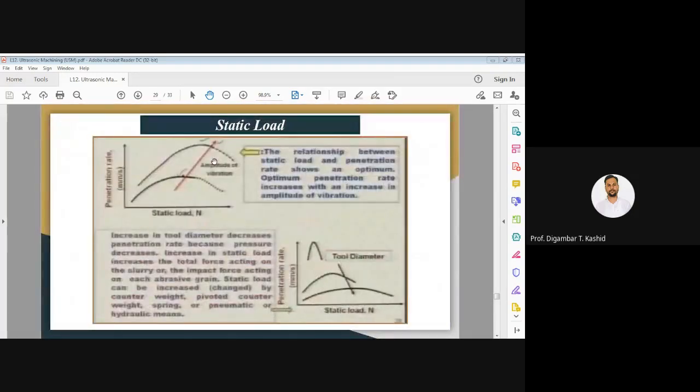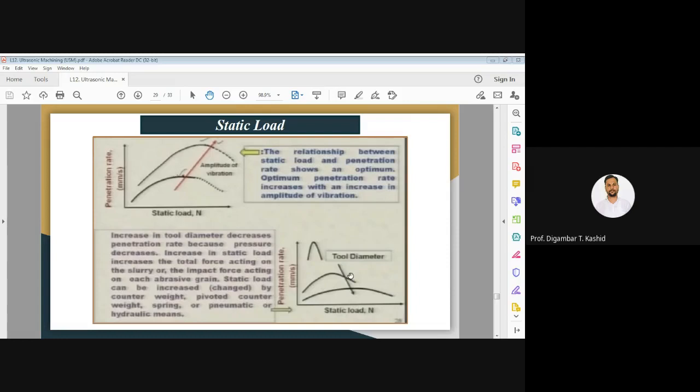Now again, if you vary the static load as well as the tool diameter, you can see this last diagram at the bottom. If you vary the static load as well as the tool diameter, then this kind of relationship you will get. As static load is increasing, penetration rate is also increasing, but beyond a certain or optimum value, as you have seen in the earlier figure also, it starts decreasing. But as tool diameter is increasing, the penetration rate decreases.